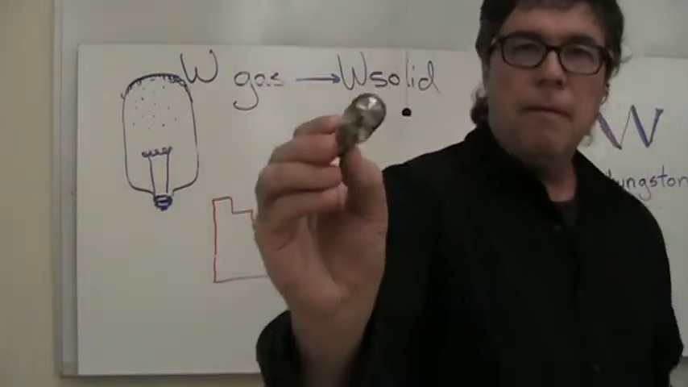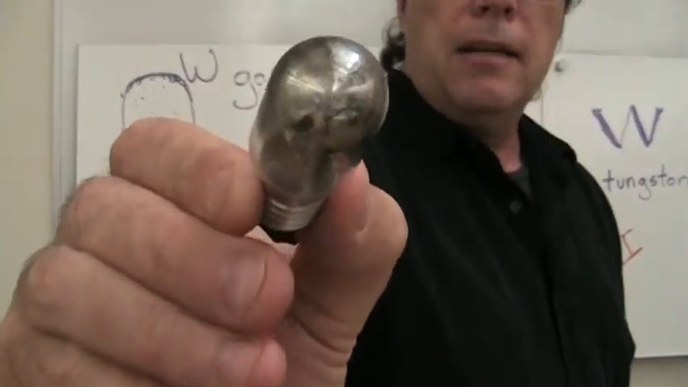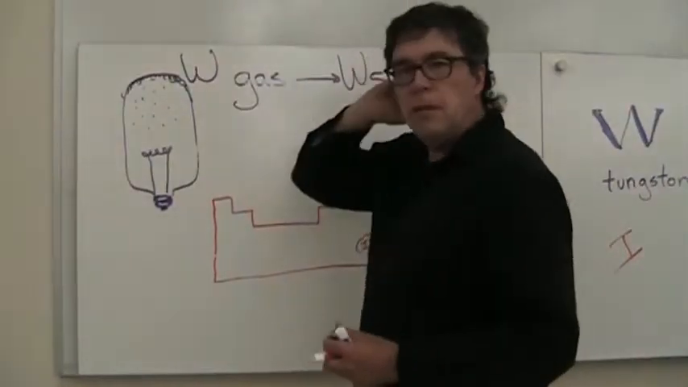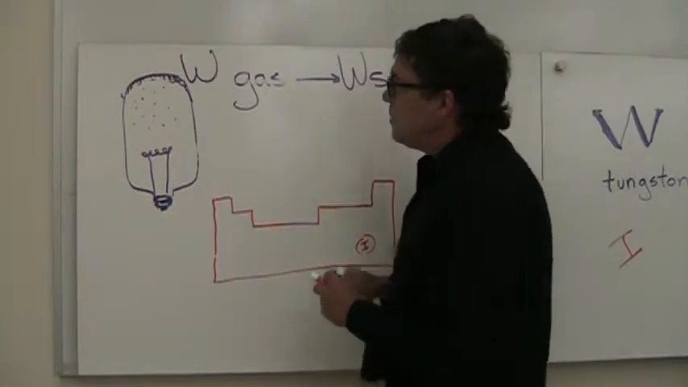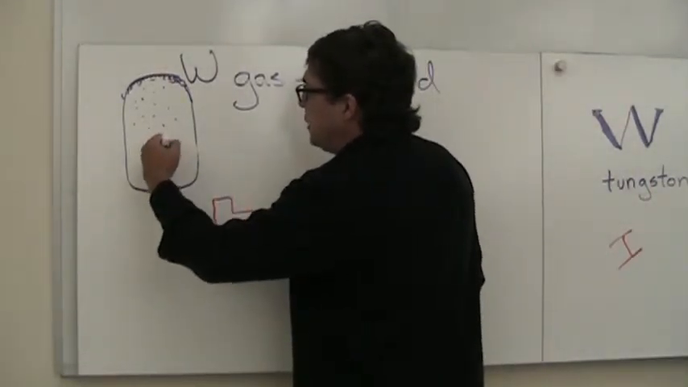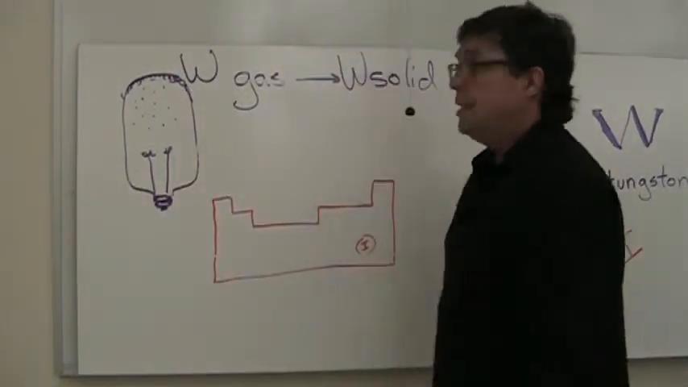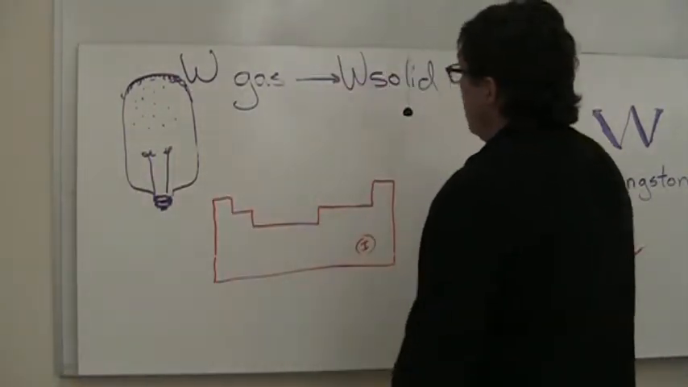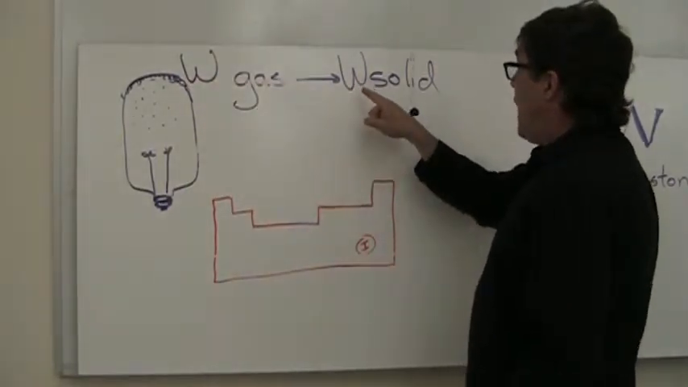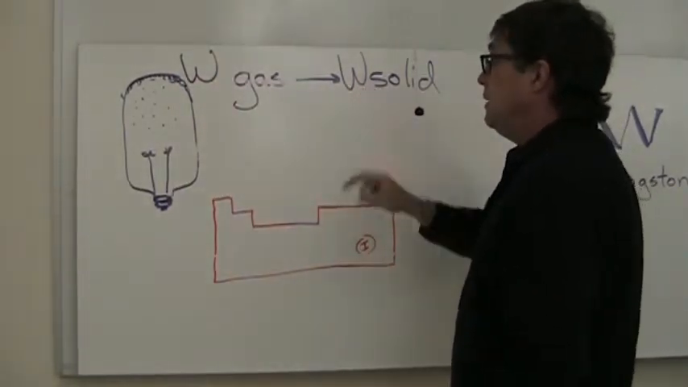So this coating that we see that's kind of silvery or darkened is that tungsten that has recondensed on the inner surface of the light bulb. And of course, somewhere here, eventually enough tungsten disappeared that this failed and the light bulb burned out. So, right up here, the tungsten is turning from a gas to tungsten as a solid.